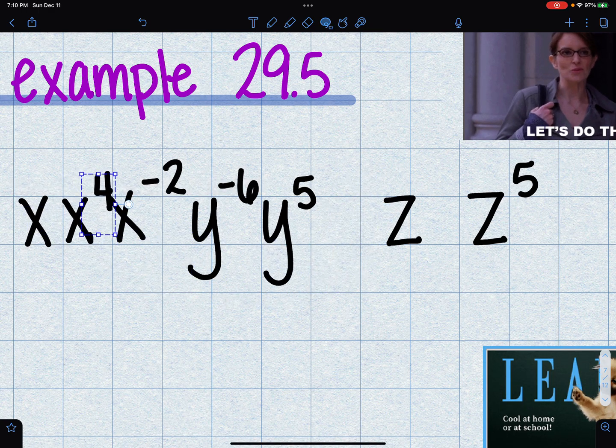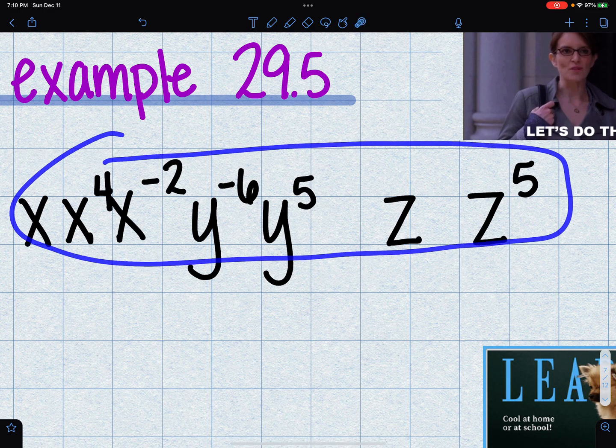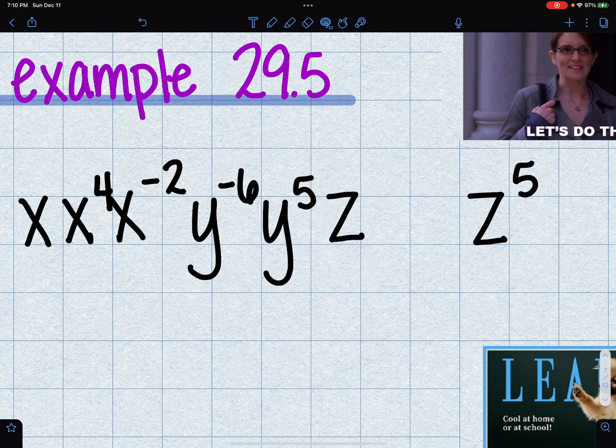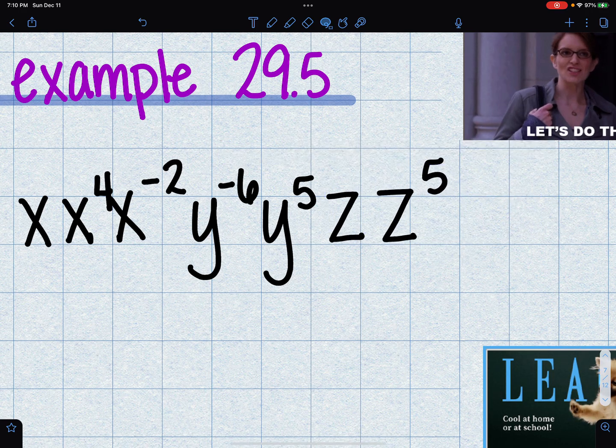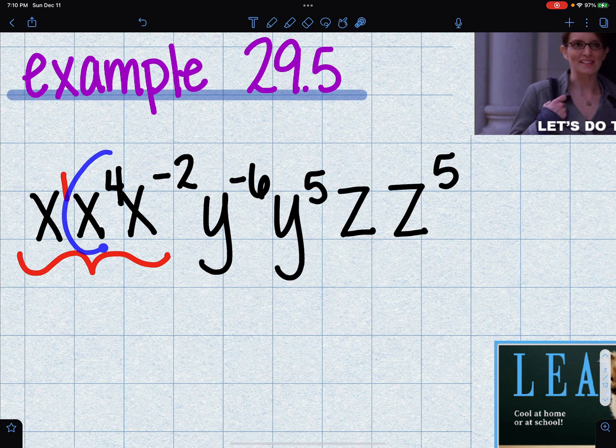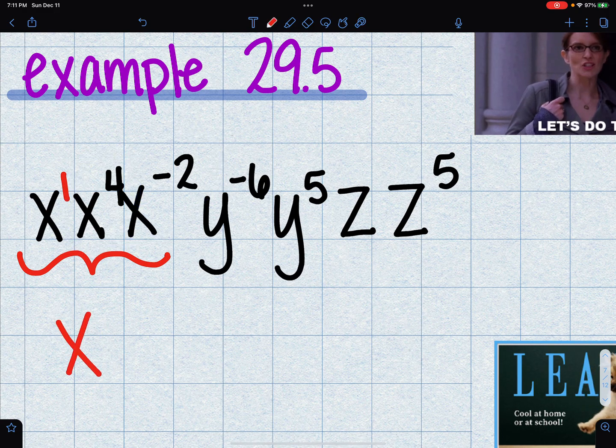And the other first thing that I do is I sort of scan across the whole thing and make sure that there's no plus signs. Like this is all multiplied by each other. So it makes sense that I can just move things around because it's just multiplication, right? All right, now I've got this. So let's start with the x's. How many x's do we have? We've got 1 here. 1 plus 4 x's, that's 5, minus 2. So this is going to be x to the 3. Yep, x to the 3.